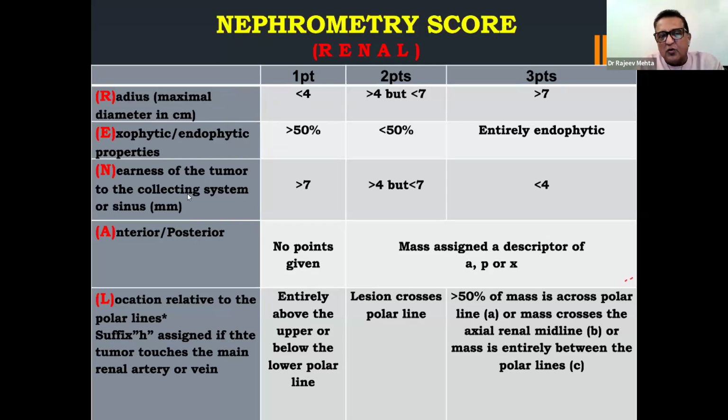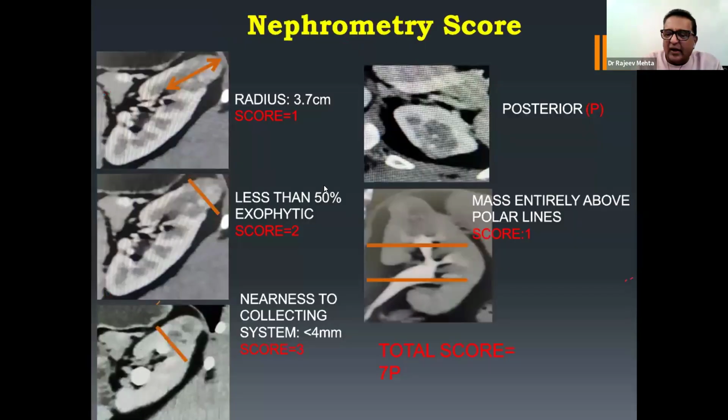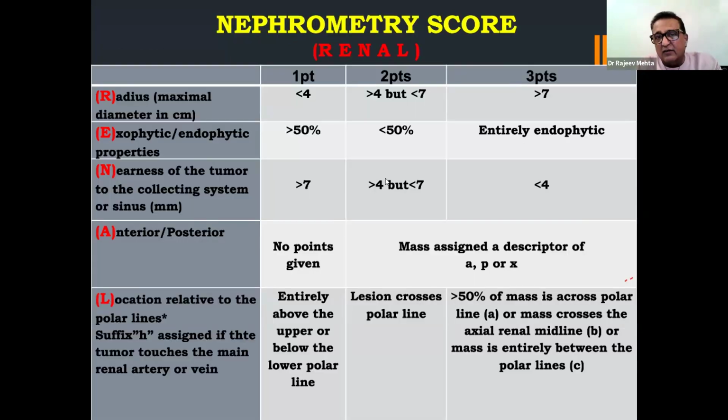If the tumor is close to the pelvicalyceal system, if the distance between the tumor and the adjacent calyx is more than 7, then you give a 1 score. While in the case of the nearness of the mass to the nearest calyx being more than 4 but less than 7, it is 2 points, and less than 4 is 3 points.